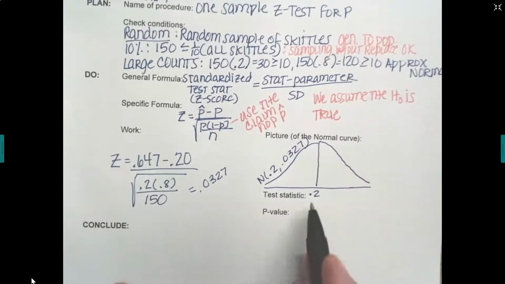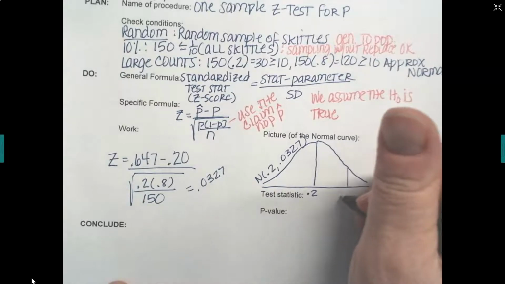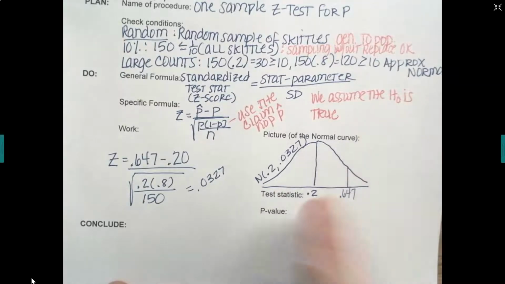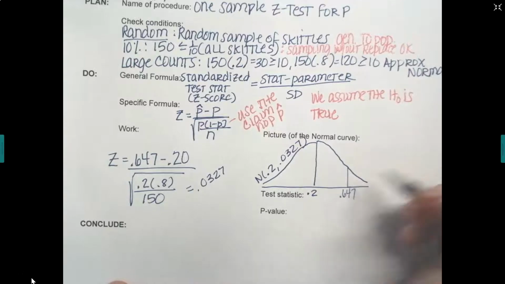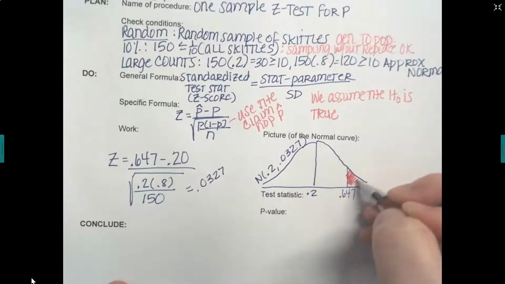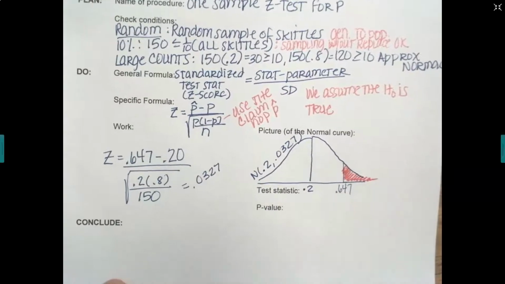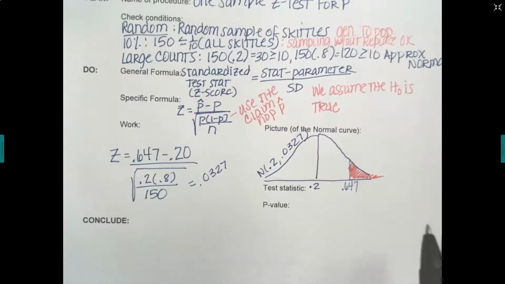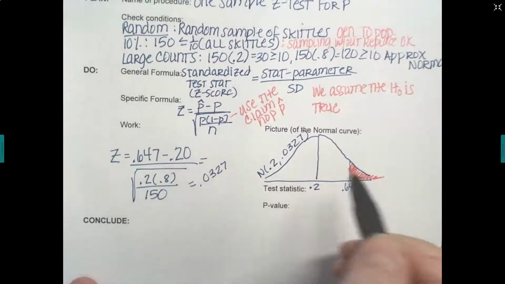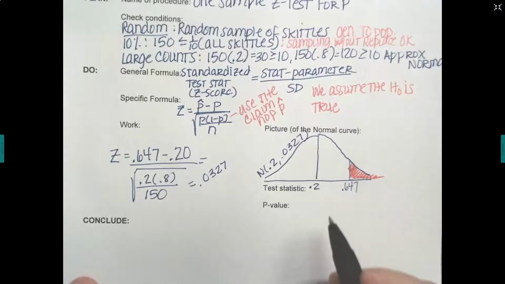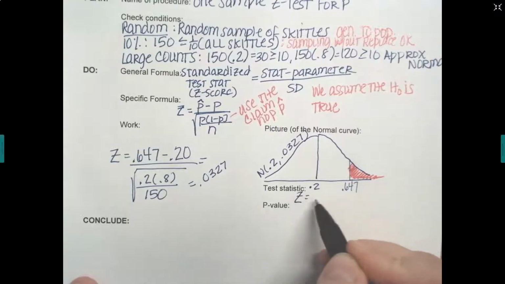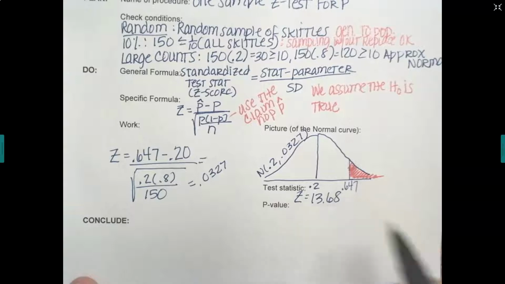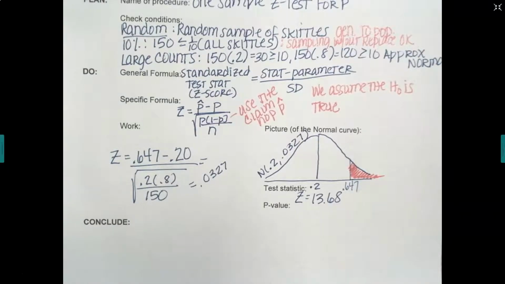Okay. So 0.2 is here, 0.647 is somewhere over here. So it's above the mean, so we want to know what's the likelihood of being that extreme or further. So we're wanting to know that area. So let's get a z-score so we can go look up the area. So when I calculated this out, I got a z-score of 13.68.